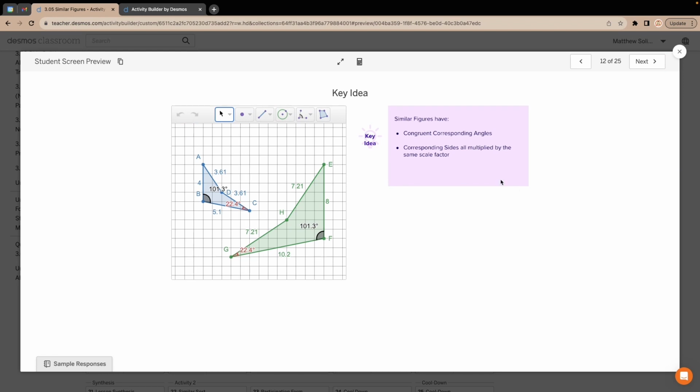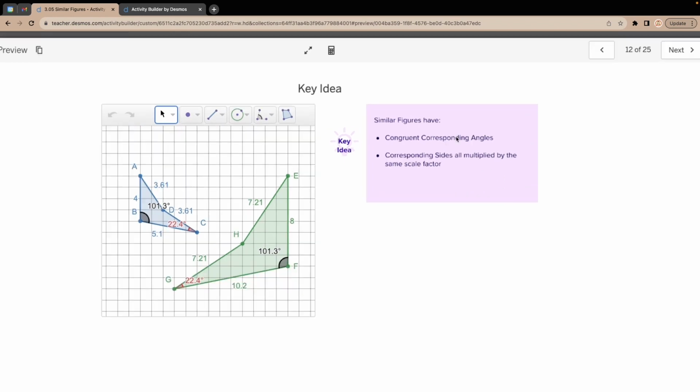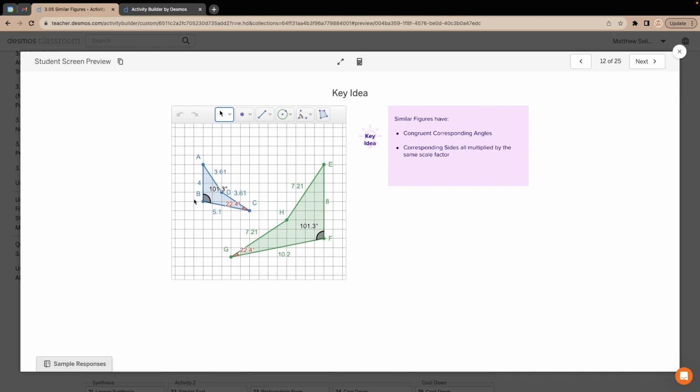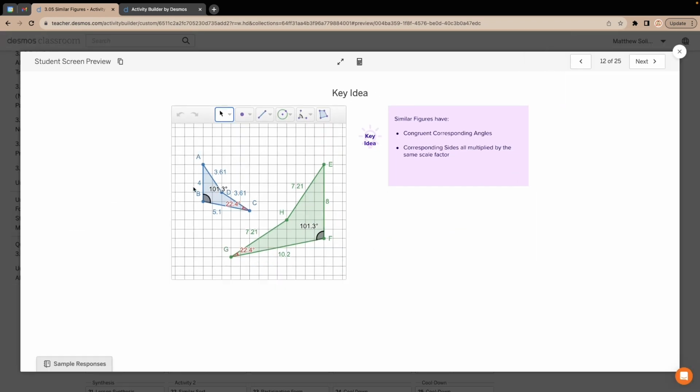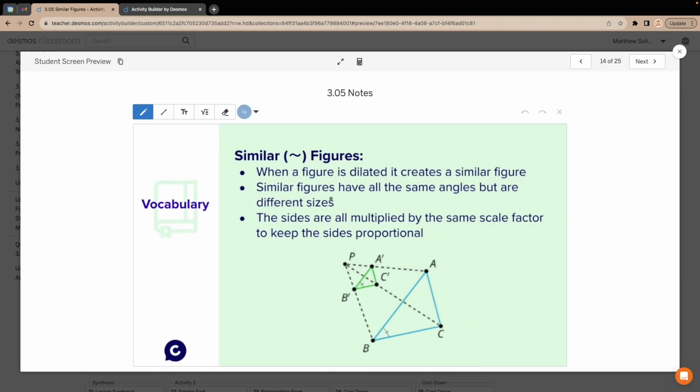So big ideas. The corresponding angles are congruent, or the matching angles are the same. 101, 101, 22, 22. But the sides are multiplied by a scale factor. So if this side was 4, this side is 8. So the angles stay the same. The sides are multiplied by the scale factor. That makes similar figures.